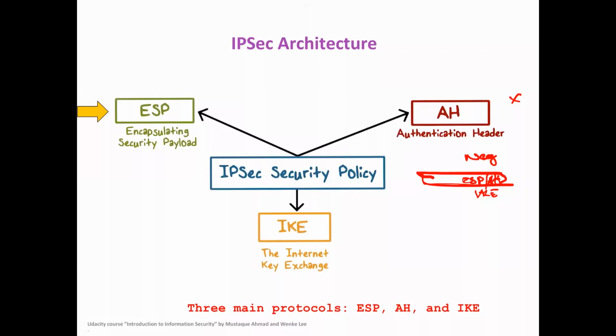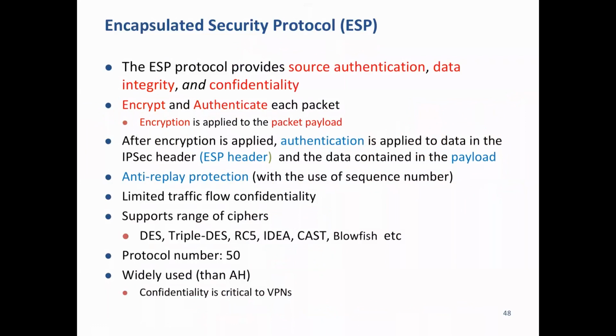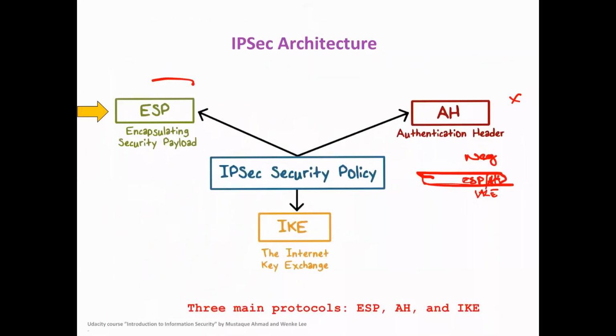Bob's machine will receive it. The received packet already has an index, and that index in the database corresponds to various parameters. For example, what protocols are being used, what the decryption key is, what the authentication key is. It does all the processing and then gives the unprocessed original packet to the application.